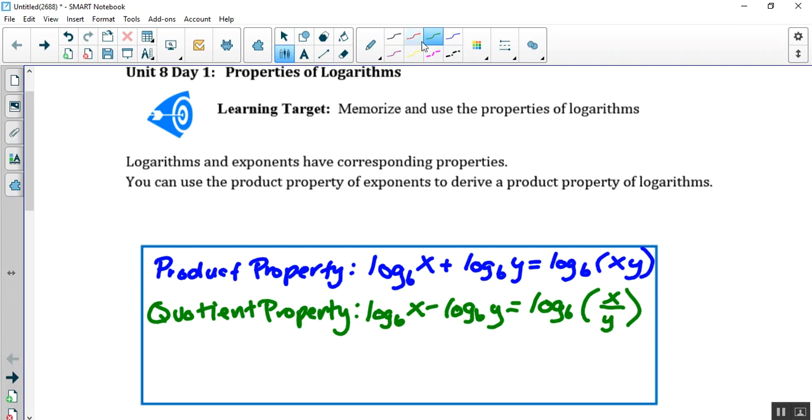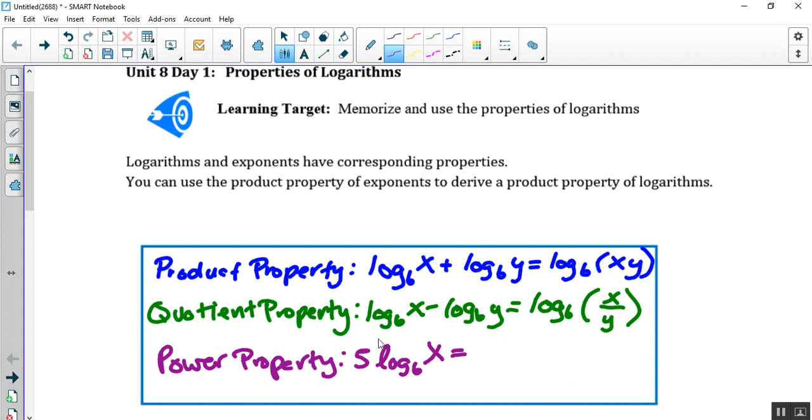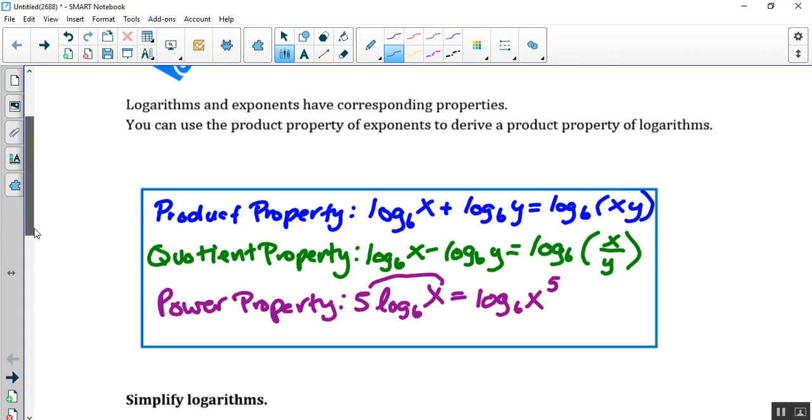And then the power property might be the most surprising one. Let's do the power property. If you have a coefficient in front of your log, let's say 5, and I do 5 log base b of x, that coefficient can become an exponent on this x. So it's going to come right here, log base b of x to the 5th. So we're going to use these logarithms to simplify some expressions.